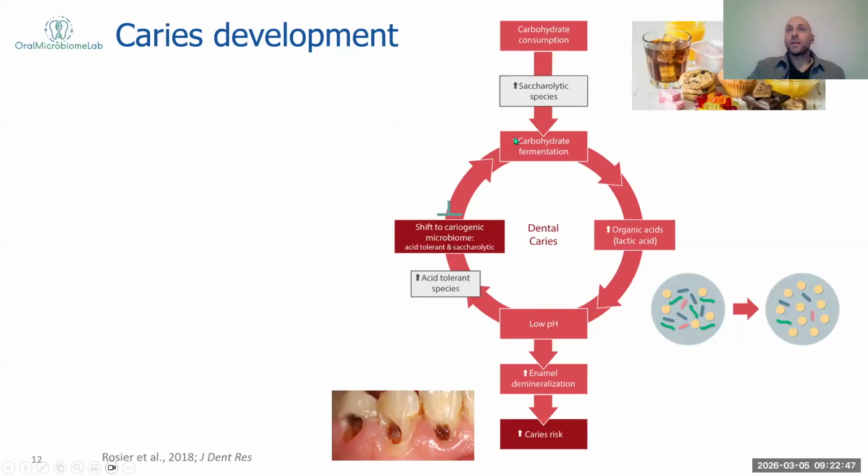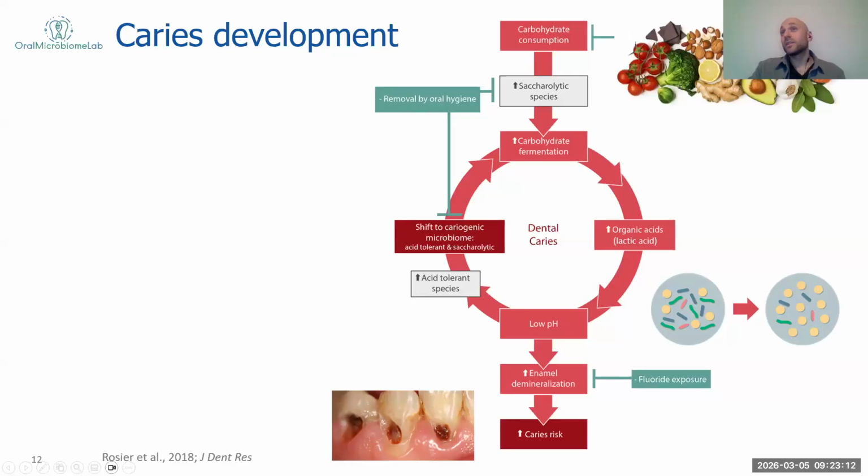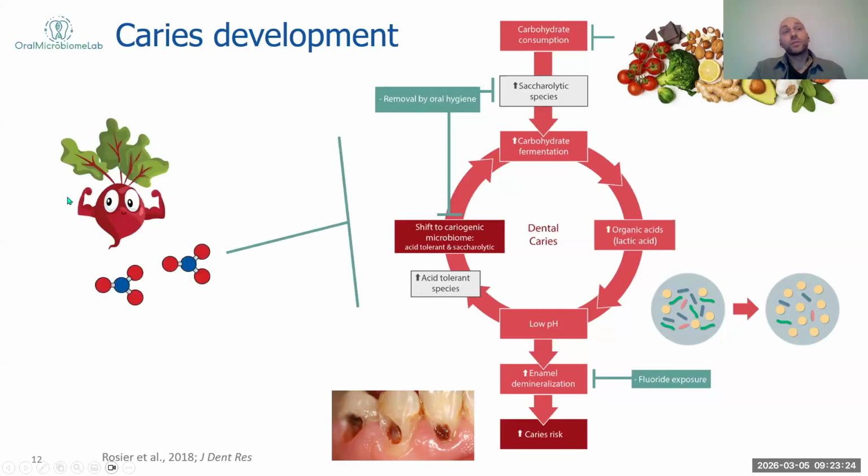So if we keep consuming carbohydrates in a frequent manner, then the pH will keep decreasing to levels that can demineralize the enamel, and that increases caries risk. So ways to prevent this is to remove the biofilms, remove the cariogenic bacteria with oral hygiene, or use fluoride that increases enamel resistance. And we could, of course, also change our diet, which is probably the most powerful strategy, avoiding added sugars and increasing vegetables as well, because vegetables contain nitrate that can prevent acidification in several ways.